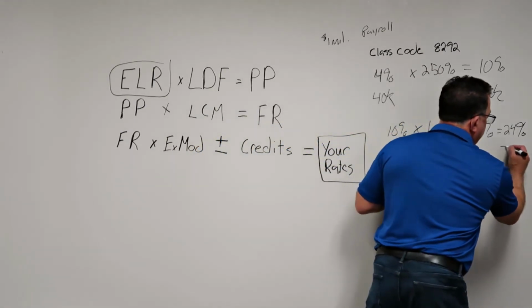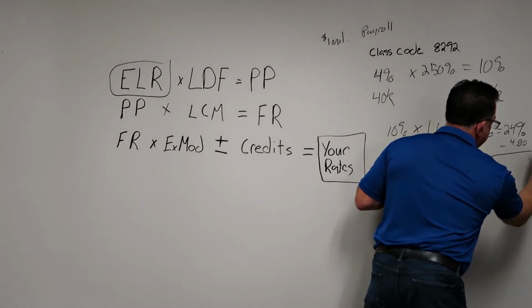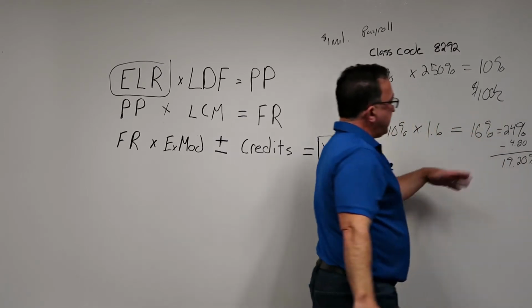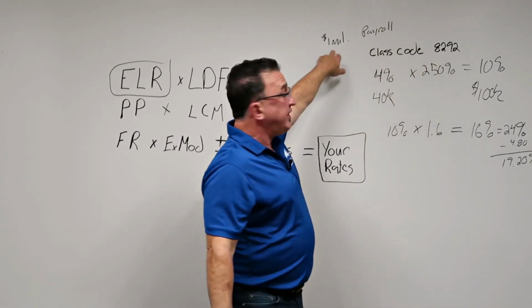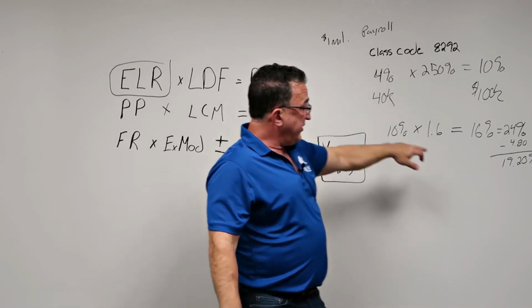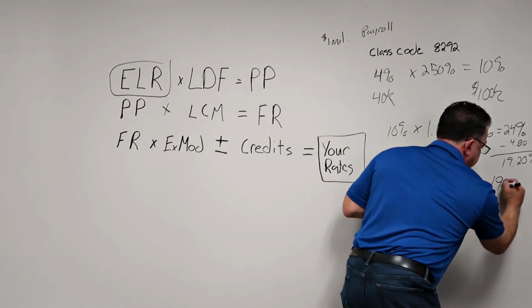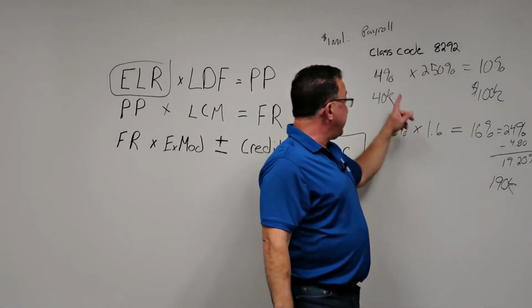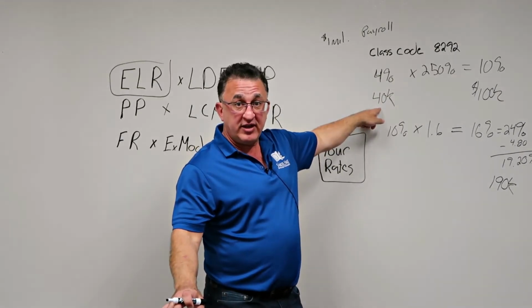So that would be minus 480, and that will give you 1920. So this client, for this 8292 class code at $1 million in payroll, is going to pay 19% or $190,000. That's what they're going to pay in premium. And the state's judging them if they only get $40,000 in claims.